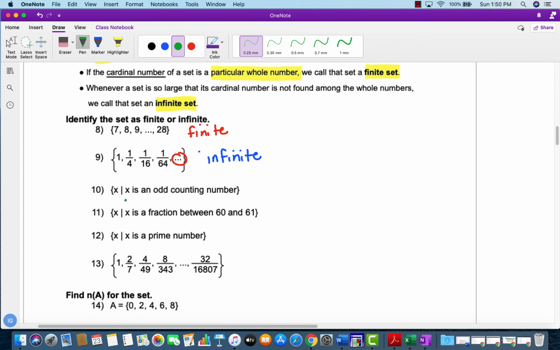Alright, for this one, we have x such that x is an odd counting number. Odd counting numbers will be all your odd numbers that are positive. So we can say, for example, 3, 5, 7, and it looks like it keeps going forever and ever. So in this case, I have no idea how many exactly counting numbers I have. So in this case, it's going to be indefinite.